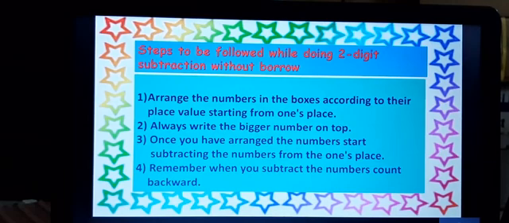You can see the first step as given there. Arrange the numbers in the boxes according to their place value, starting from the ones place. As I already said, when you are writing the numbers, you go from the ones place, then the tens place, from the right. And when you are reading, you read from the left side, from the tens place.